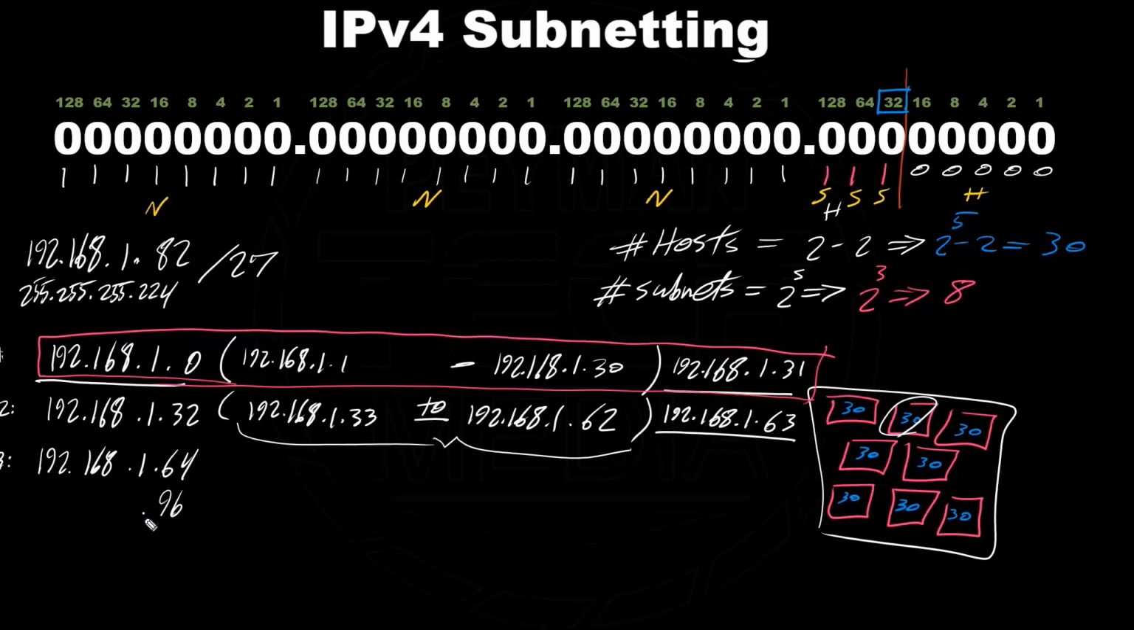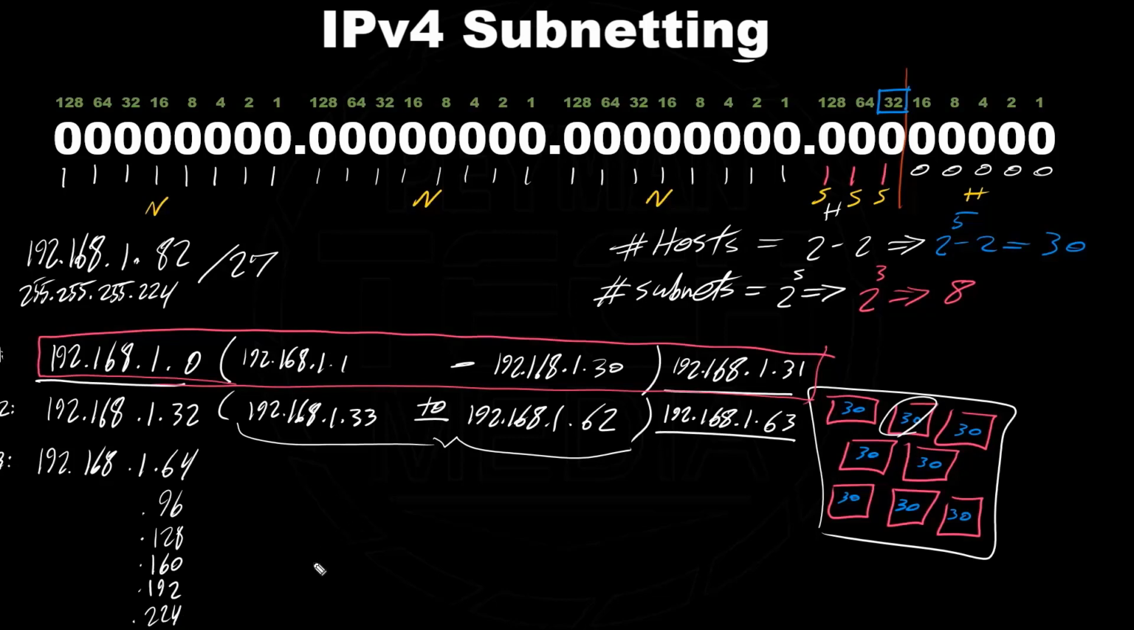96 plus 32, that's 128. 128 plus 32, that's 160. 160 plus 32, that's 192. 192 plus 32, that's 224. And 224 plus 32, that's 256.